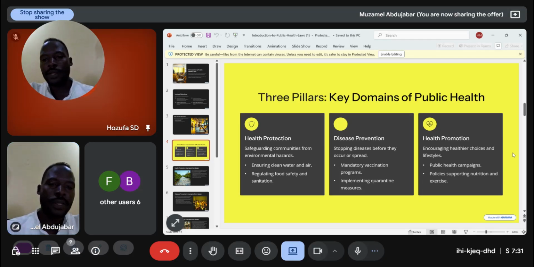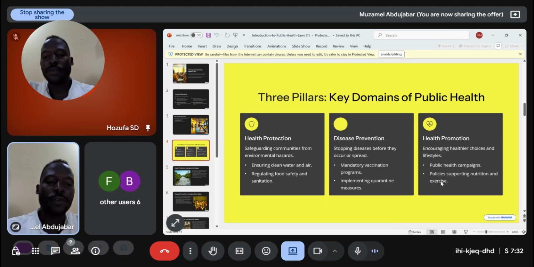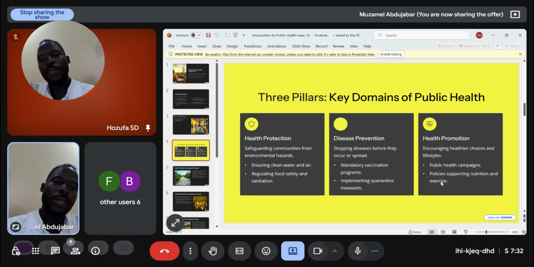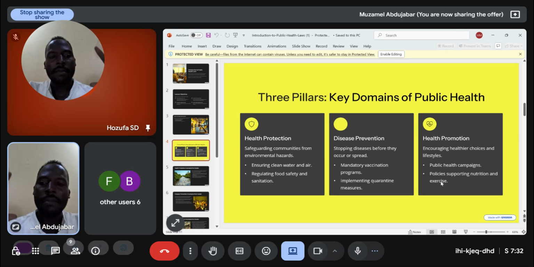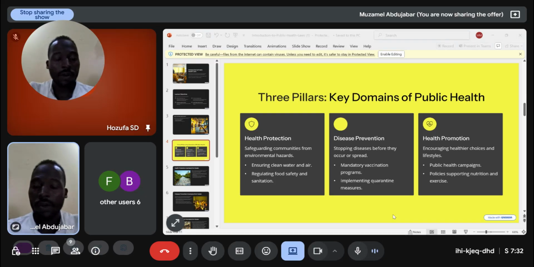The last one is health promotion. How can you upgrade the health of our community, encouraging healthy people in our community to participate in public health campaigns? Also, there are policies, like in some countries, that require schools to do exercise and to provide nutrition service at school. All this can promote the health of our community. These are the three pillars that the public health law depends on.